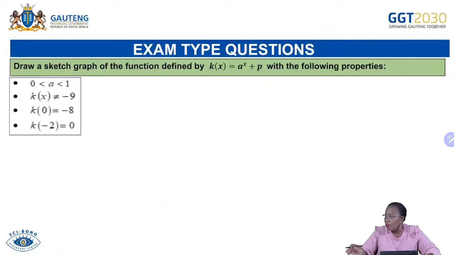And then now we move on to exam type questions, grade 12. And then with the exam type questions, let's try this one. I want to see from you, how far can you go if you are given properties of your graph and you need to sketch. In this case, they say draw a sketch graph of the function defined by k of x, which is a to the power x plus p, with the following properties.